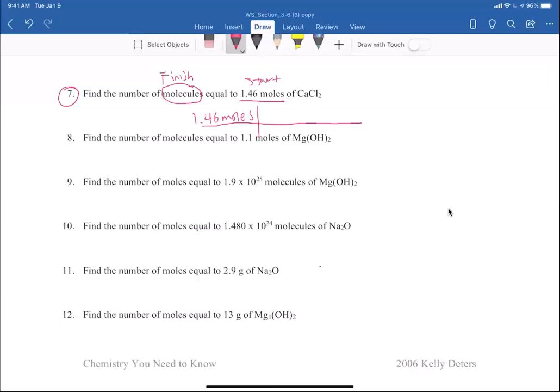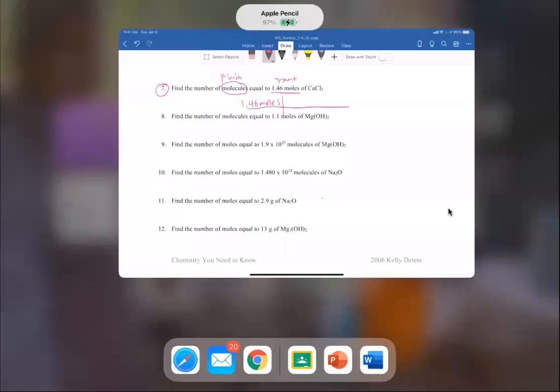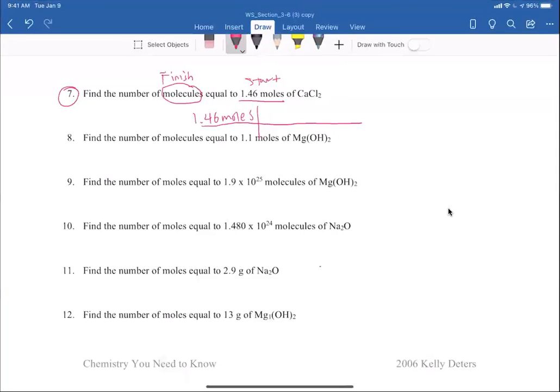Then we're going to, in our fraction, we have to figure out. So we're starting in moles, we're finishing in molecules. So I forgot which one did I use? Okay, I used Safari. Oops. Oh my goodness.